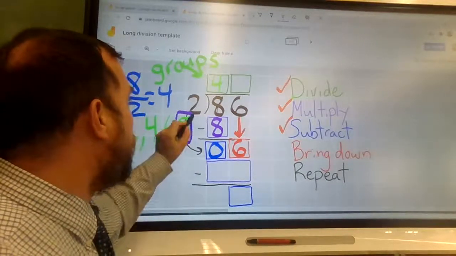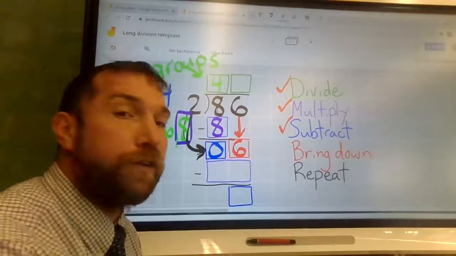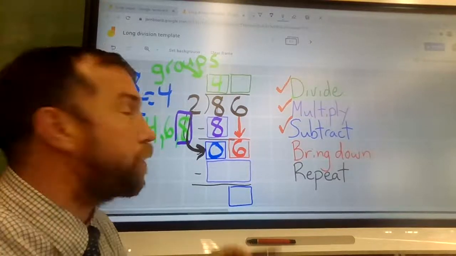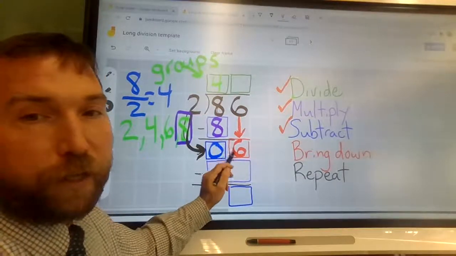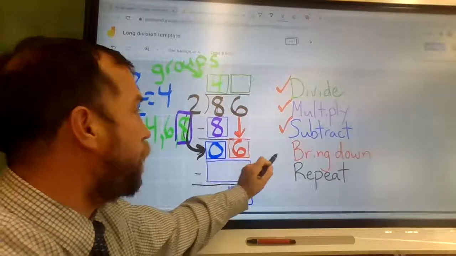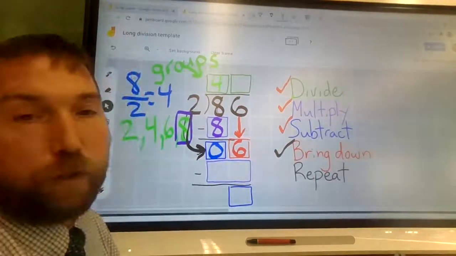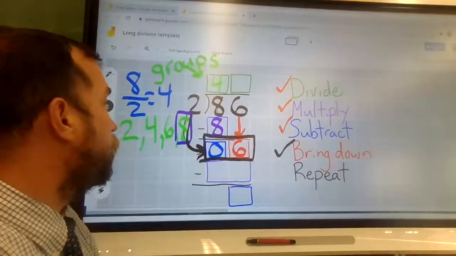is how many times can 2 fit into our new number? Like I said, that could have been 16. In this case, it was 6 because there was nothing left in the subtraction. This seems to be where a lot of you are getting stuck. That's the repeat part. After we subtract and bring down, then I start over with this new number that's down here. Okay?